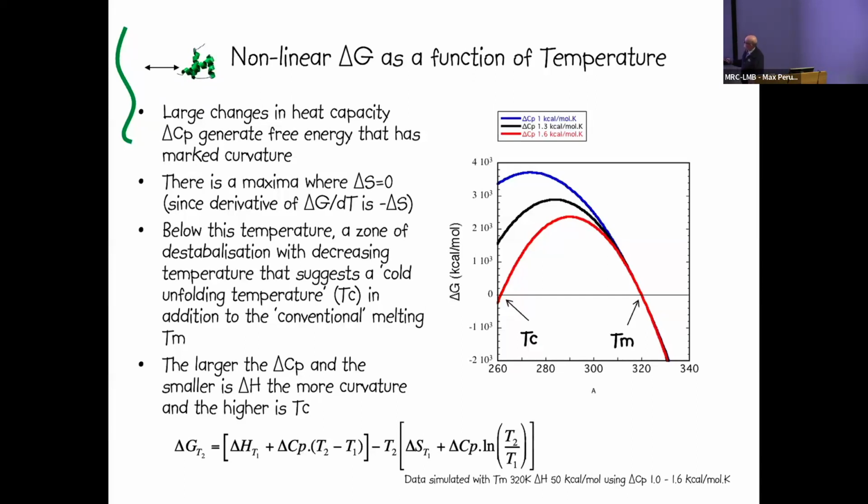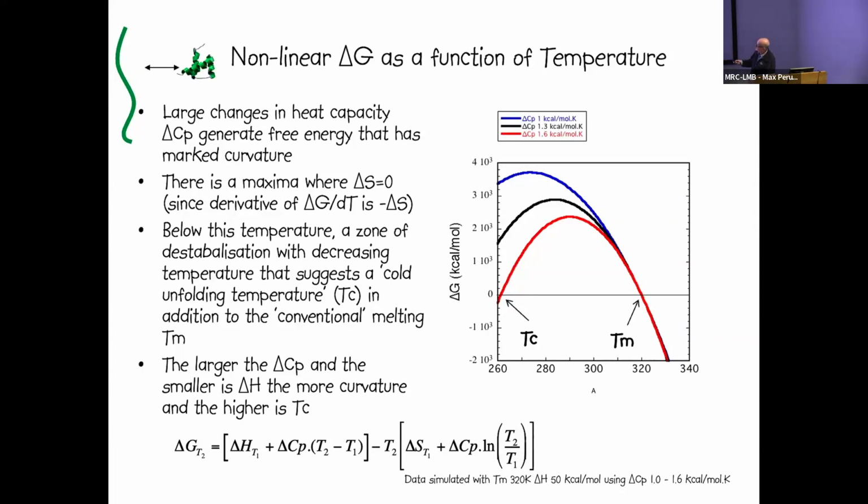So here we can see the free energy isn't just a straight line, it's this parabolic function, and it has a maxima here at different temperatures. And that maxima occurs when the entropy is equal to 0, because the derivative of the free energy as a function of temperature is equal to the entropy.